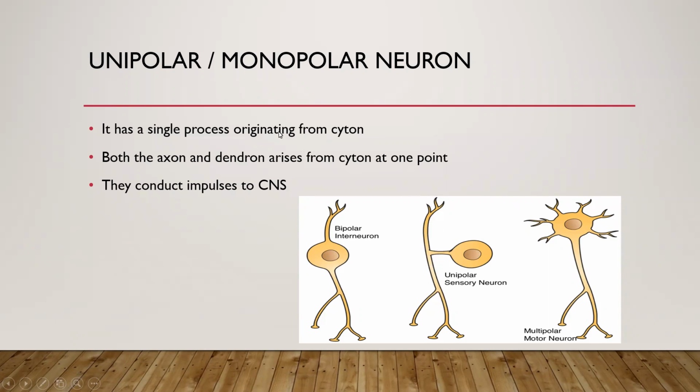What is the function of unipolar neuron? They conduct impulses to the central nervous system. That means they carry messages in the form of electrical impulses to where? To the central nervous system.